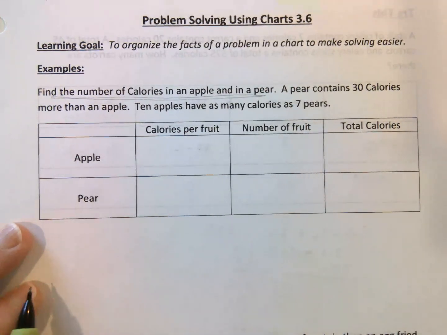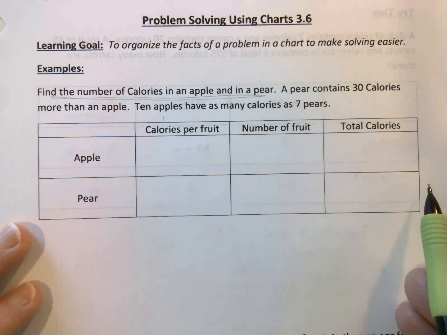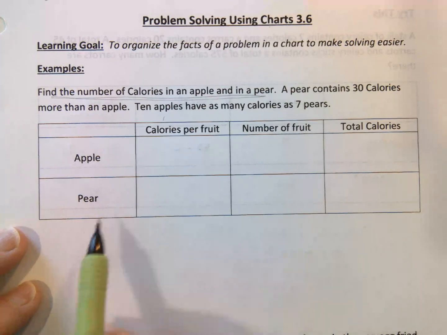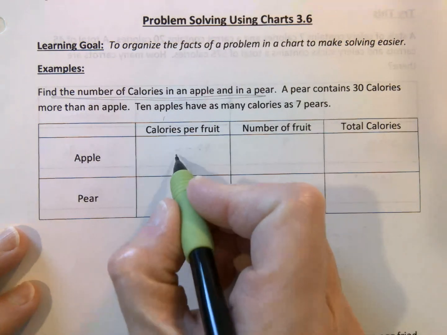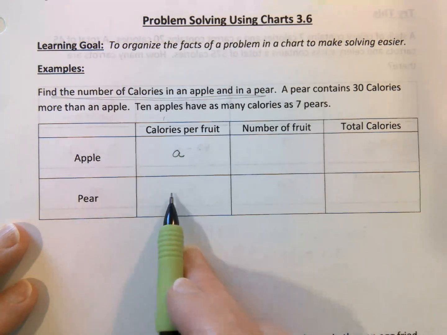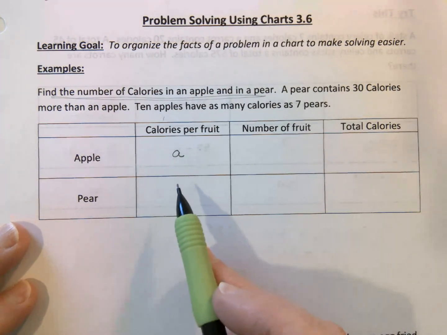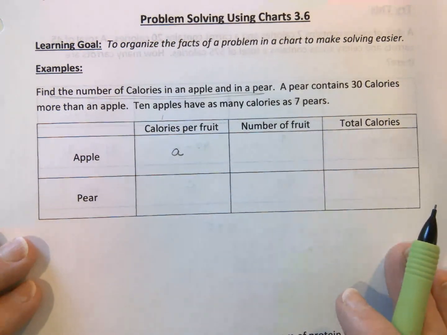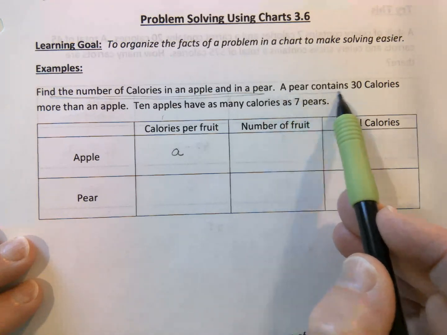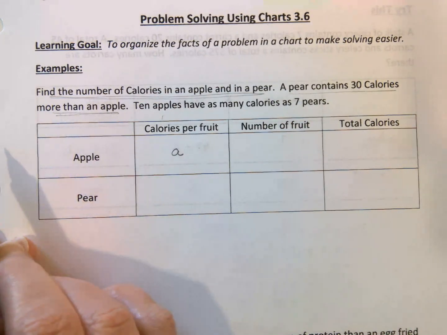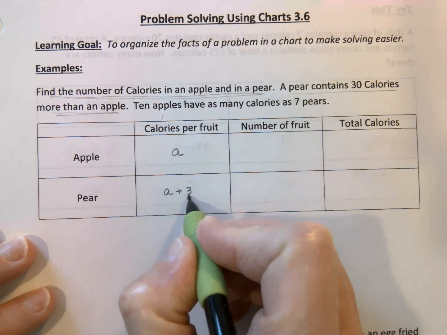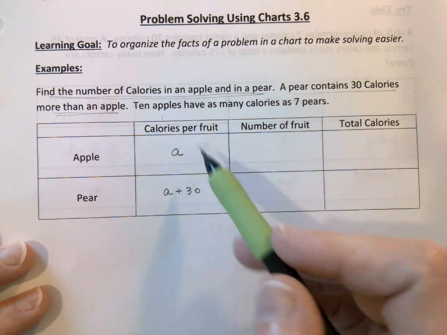Since I have to find both, usually what I do is, if I'm looking for one specific one, that will be my variable. But in this case, we're looking for both of them. I'm just going to use A for apple. Now I have to write the number of calories per pear using the variable A. So I need to see what the relationship is between the calories in an apple and the calories in a pear. And right here is where I find that. A pear contains 30 calories more than an apple. So if an apple contains A calories, a pear would contain A plus 30. Okay, so those are my variables.